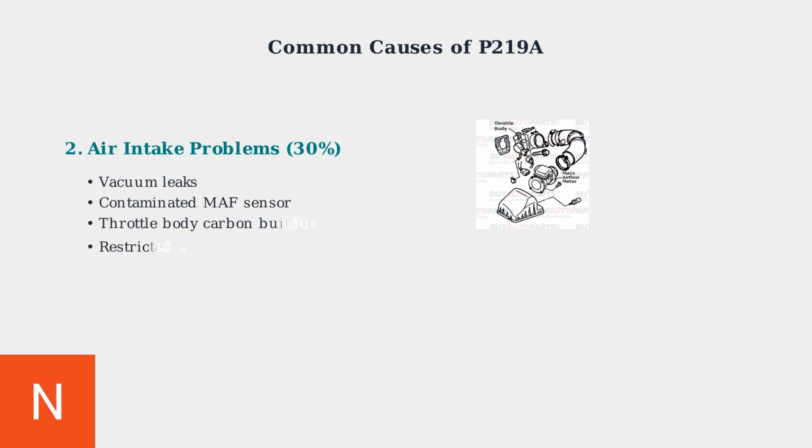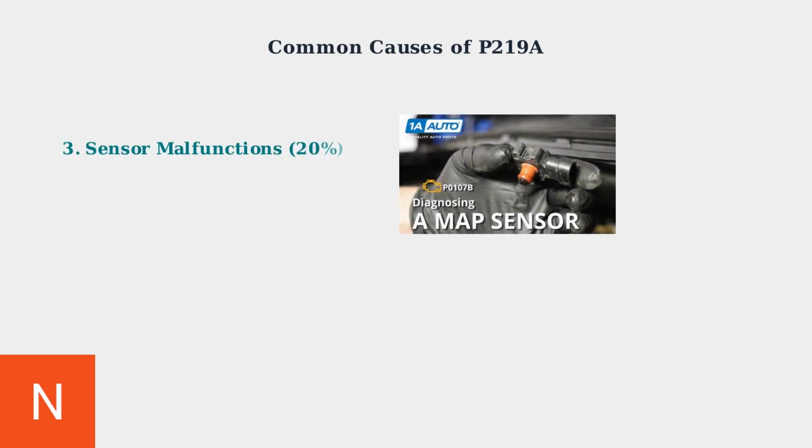Air intake problems account for about 30% of P219A occurrences. These stem from vacuum leaks, contaminated mass airflow sensors, carbon buildup in the throttle body, or restricted air filters. Sensor malfunctions contribute to approximately 20% of cases. This includes faulty oxygen sensors and issues with the manifold absolute pressure sensor, which help the engine management system monitor air-fuel ratios.